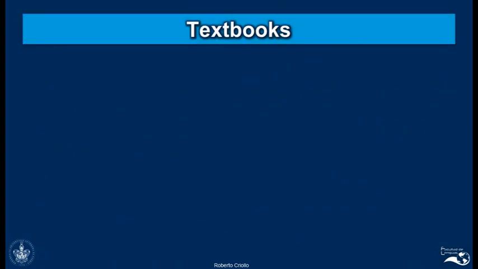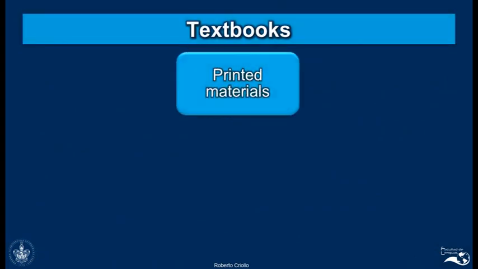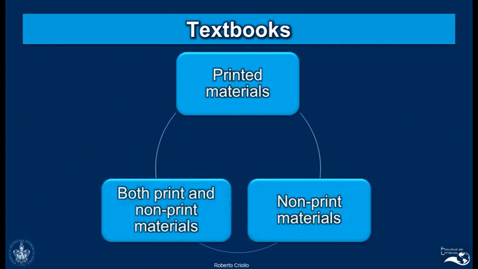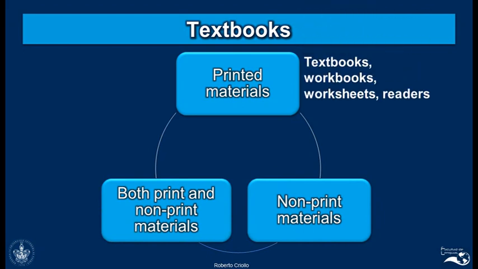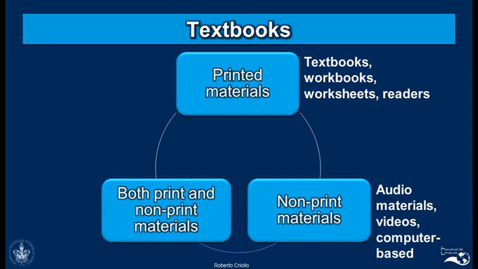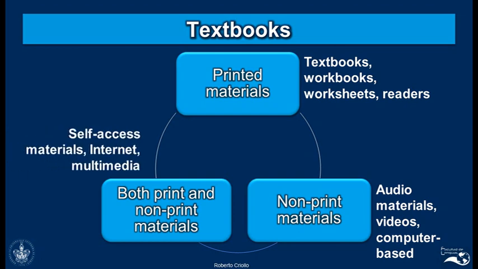So, let's begin by talking about textbooks. Textbooks can come in many forms, for example, printed materials, non-print materials, or both print and non-print materials. This means that a textbook may include a workbook, worksheets, a teacher's guide, some readers for the students, but they may also include audio files for the listening comprehension exercises, some videos with activities, and probably computer-based materials such as software for a smartboard. In some cases, there will be both print and non-print materials.